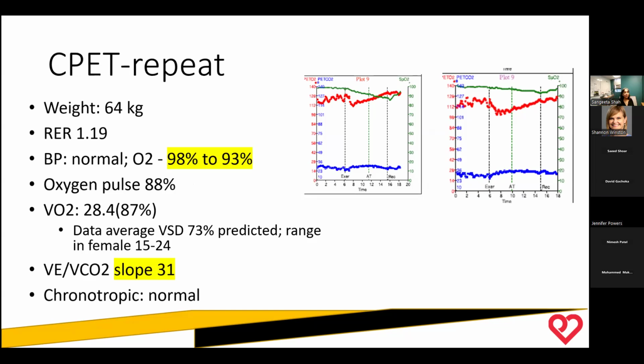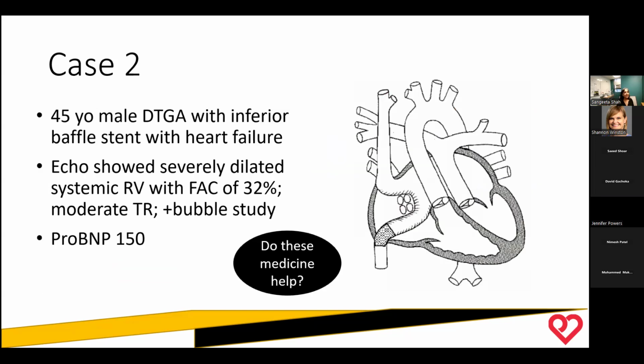After PFO closure, look at the improvement. Her SATs go from 98% to 93%, so the curves improve. Oxygen pulse, there's no change. Her VCO2, which is how you blow out your carbon dioxide, decreased as well from 37 to 31. So CPET helps for symptoms. Doc, do I really need this? Will it help me? Why do I need these medications?